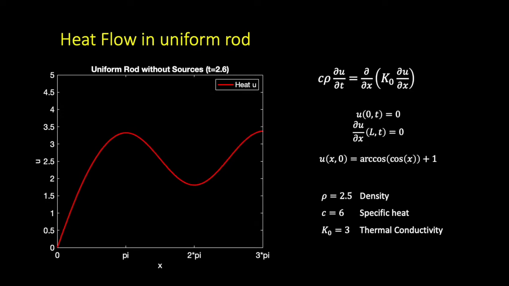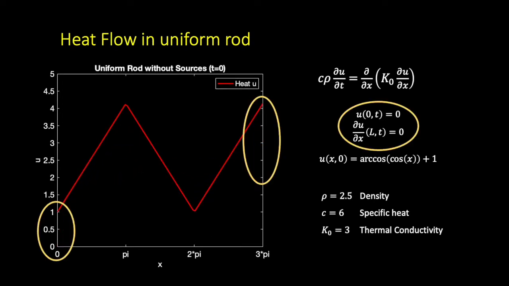The generalized heat equation without a source term with the boundary condition and initial condition is shown on the right. The density, specific heat, and thermal conductivity are set to be constant to make this rod uniform along x. We can notice that this is an example of the regular Sturm-Liouville eigenvalue problem, and this figure visualizes its numerical solution as time t increases.